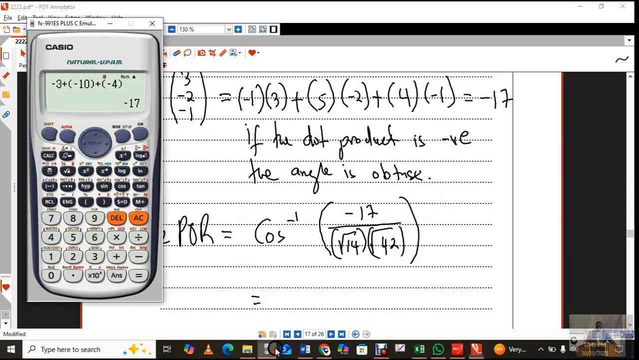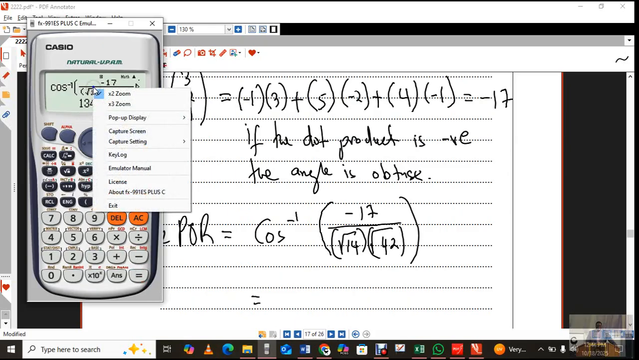Good. Let's punch this into our calculator and see what we get. The calculator should be in degrees mode because we are given this in degrees. So I'm just going to change that to degrees. So I'm looking for the inverse cosine. I have my fraction, so I know that the dot product is -17. And as I was saying, we are going to have an obtuse angle. Cosine is negative in the second quadrant. Then times the square root of 42, and hit equal to.